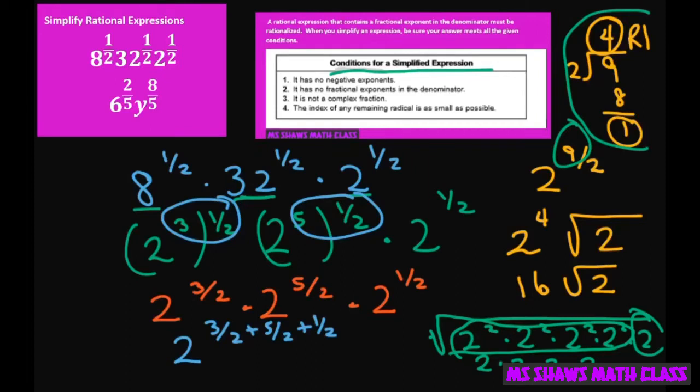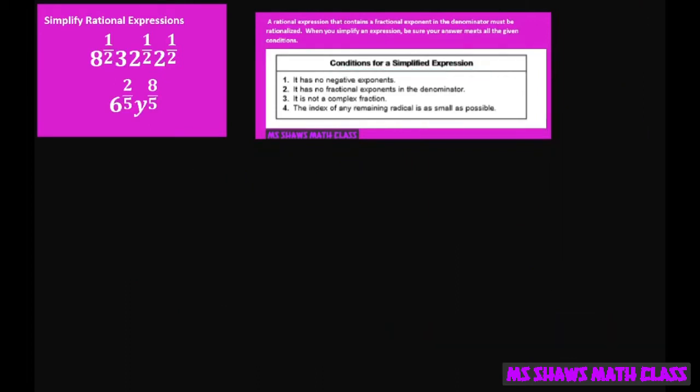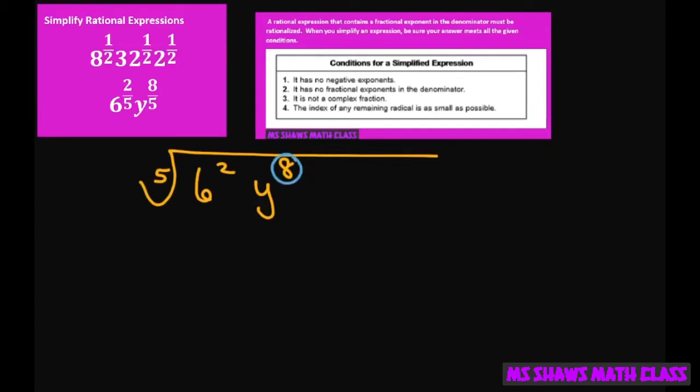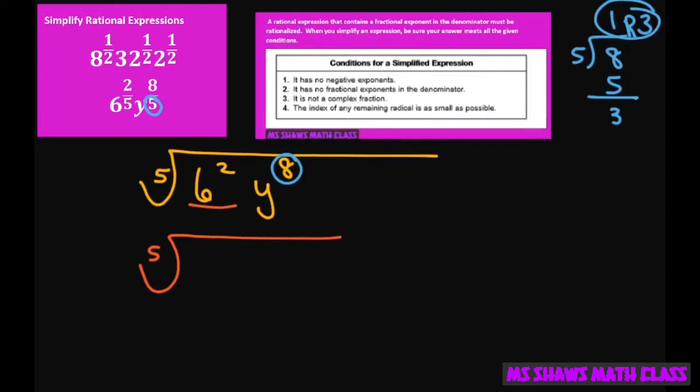Okay, so the next one, we're going to write this as the 5th root of 6 squared times y to the 8th. The problem is this 8 is bigger than the index. So you can do the same thing and divide that way. You can pull out 1 y and leave y cubed inside, because your remainder will be 3. Or we can rewrite this as the 5th root of 36, and you can write this as y to the 5th times y cubed.